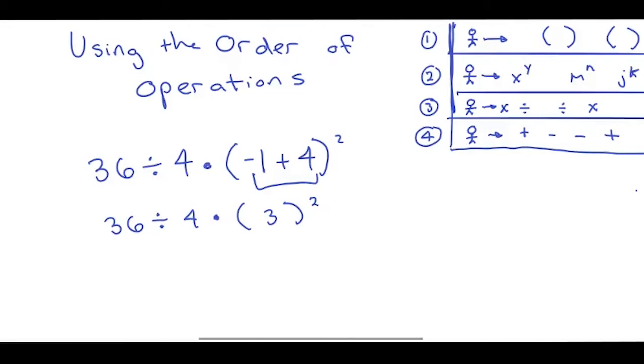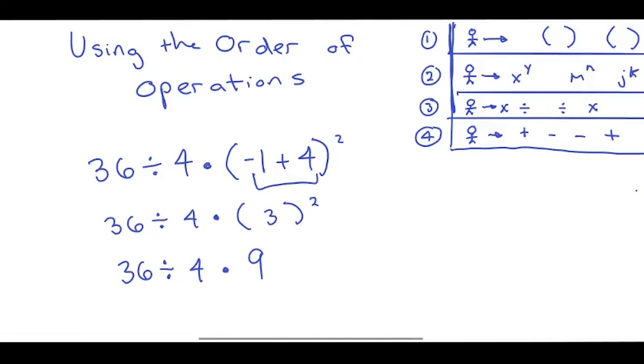My next step will be, well, are there any more parentheses? Just the parentheses around the 3, but everything in the parentheses has been solved. So the next thing I need to do is exponents. 3 to the second power, that's 9. So I have 36 divided by 4 times 9.